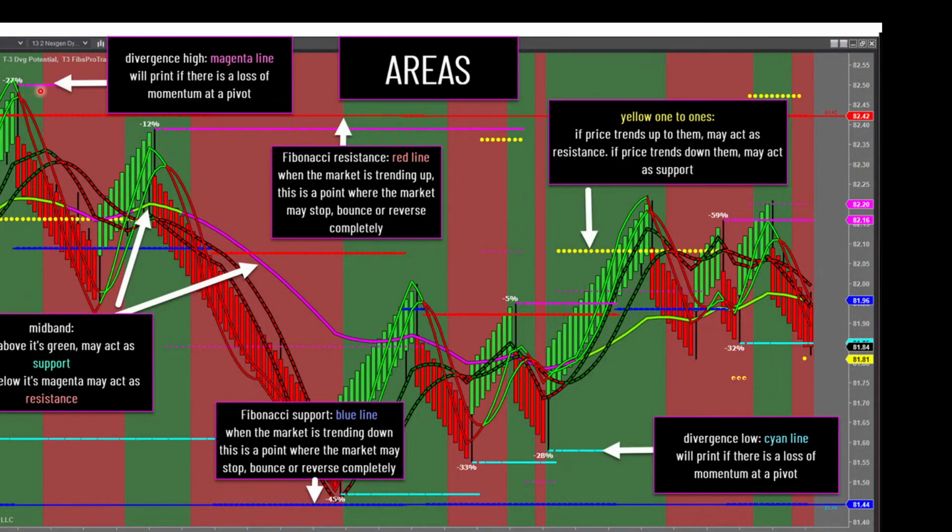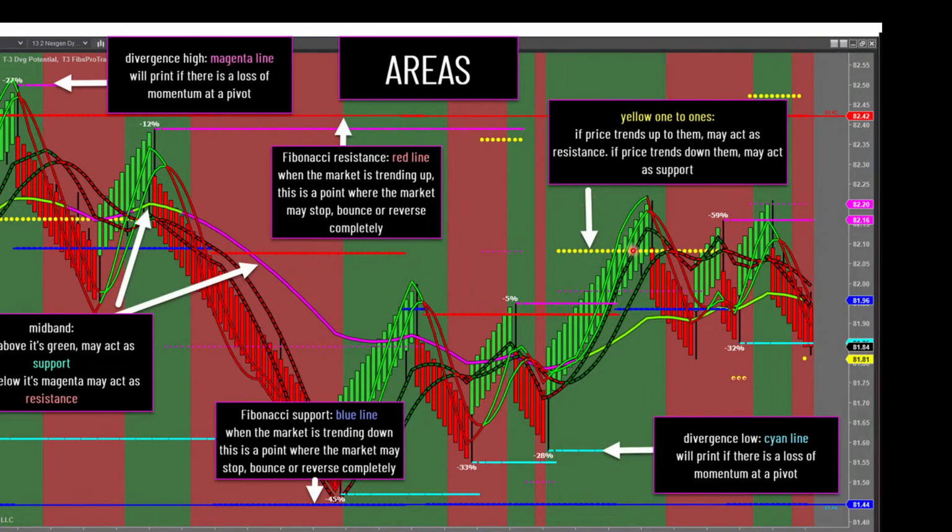Divergence highs are magenta lines. And they'll come off the top of a pivot if there's a loss of momentum. So every time you hear divergence line, I want you to think loss of momentum. Divergence is a loss of momentum. If it comes from a low pivot, it'll be blue, cyan, light blue. You're going to see Fibonacci resistance on every chart. And when the market is going up, resistance can create a bounce down. That's the easiest way to think about it. You're going to see blue Fibonacci support. And when the market is going down, blue Fibonacci support can create a bounce up.